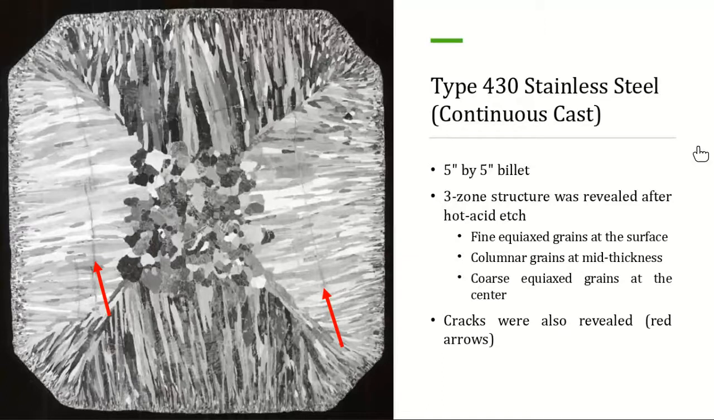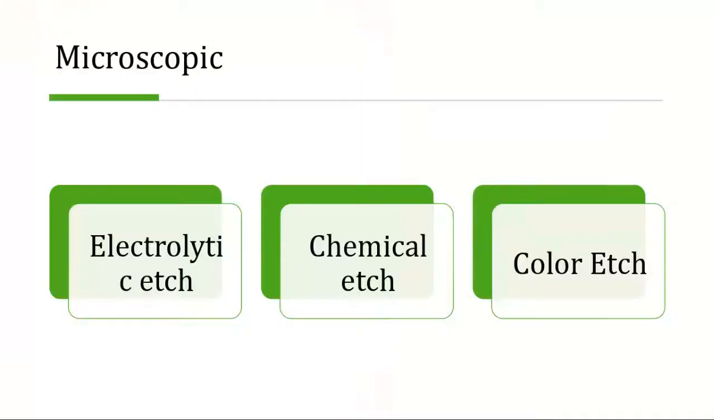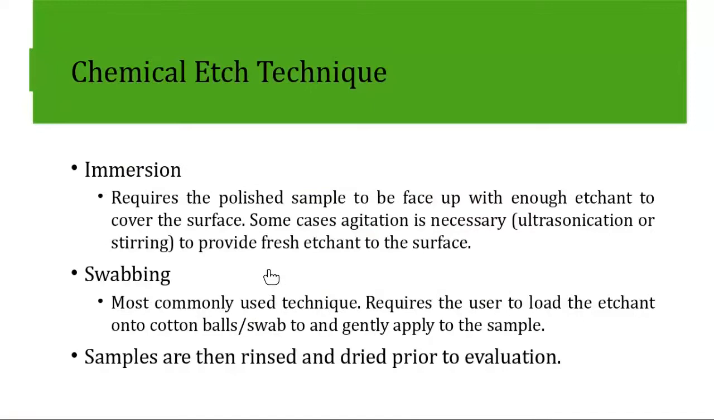For microscopy, you would typically use it because you're now interested in, well, how much retained austenite might I have in my steel sample? How much martensite versus bainite do I have? Do I have carbides? That's where the technique of microscopic etching comes in play.